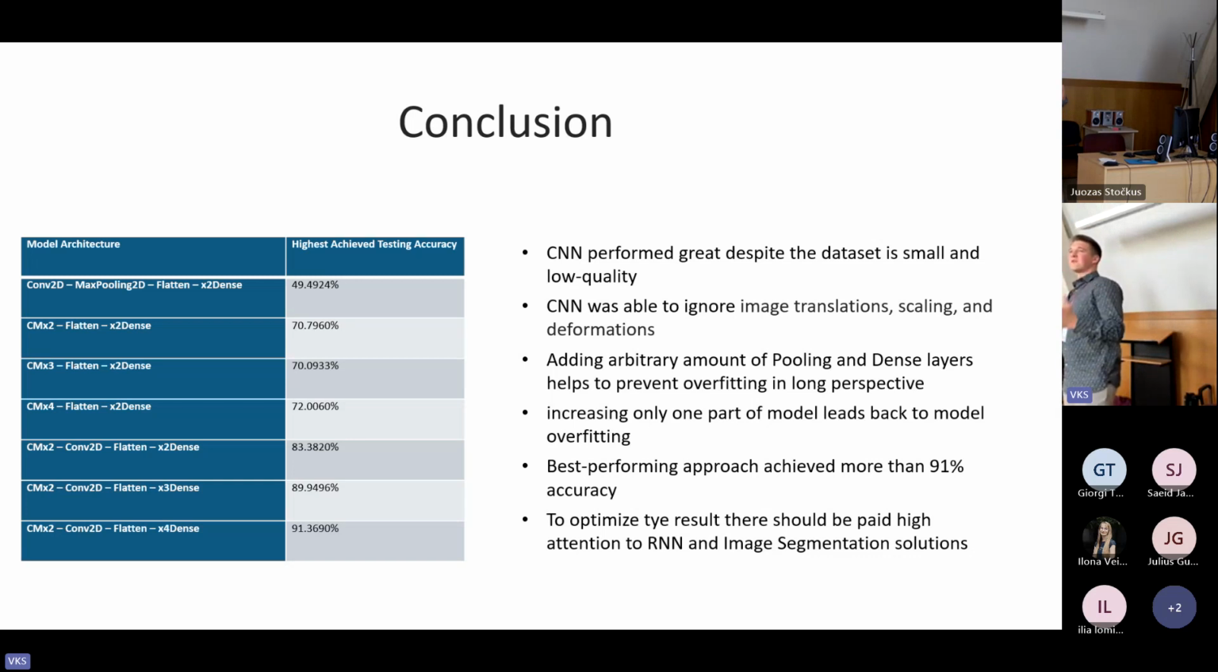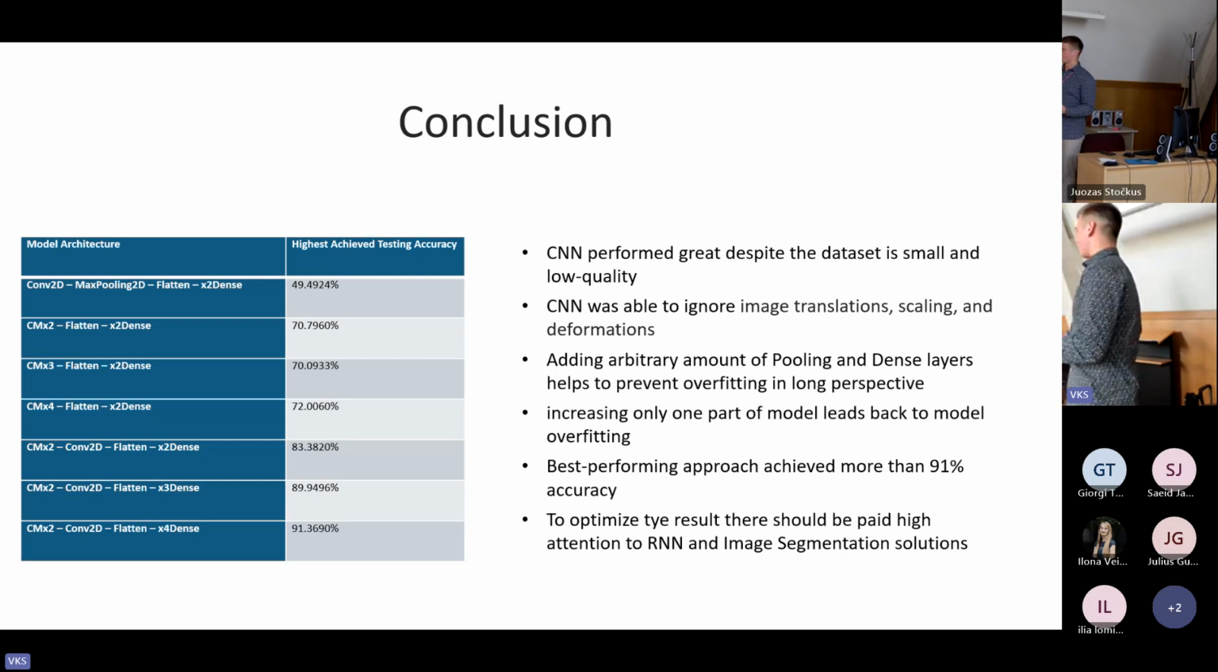The convolutional neural network performed great even though the dataset was poor and small. Also, it was really able to ignore image translations, scaling, and deformation. I found out that adding an arbitrary amount of pooling and dense layers helped to prevent overfitting in the long term, but increasing only one part of the model led back to overfitting. The best performing approach achieved more than 91% accuracy. To the right, you may see how the different approaches worked.